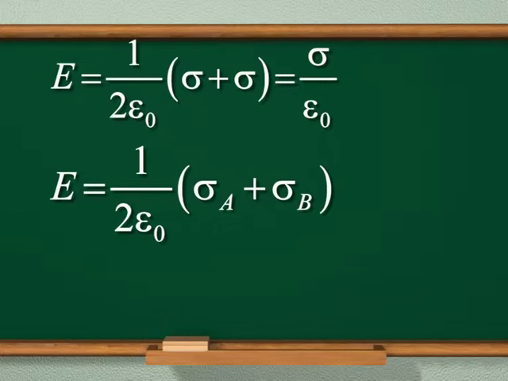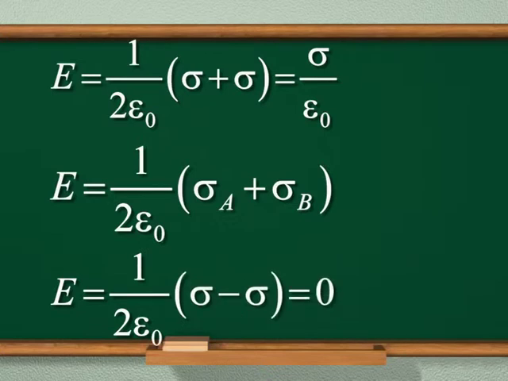Now, the electric field due to sheets A and B having charge density sigma and minus sigma in third region is E equal to 1 by 2 epsilon naught into whole of sigma minus sigma, that is equal to 0.